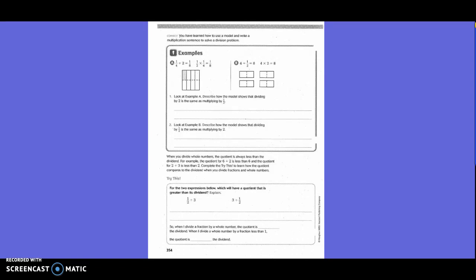So look at example A. Describe how the model shows that dividing by 2 is the same as multiplying by half. So 1/4 divided into 2 groups equals 1/4 times 1/2, which equals 1/8. Number 2, look at example B. Describe how the model shows that dividing by 1/2 is the same as multiplying by 2. There are 8 halves and 4 wholes, so 4 times 2 equals 8.